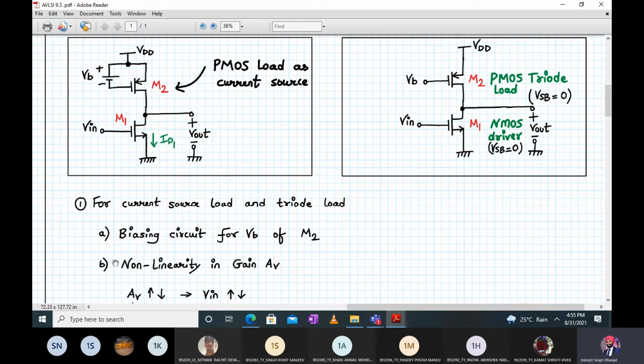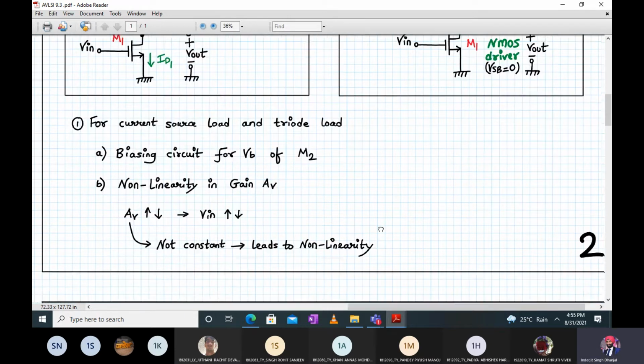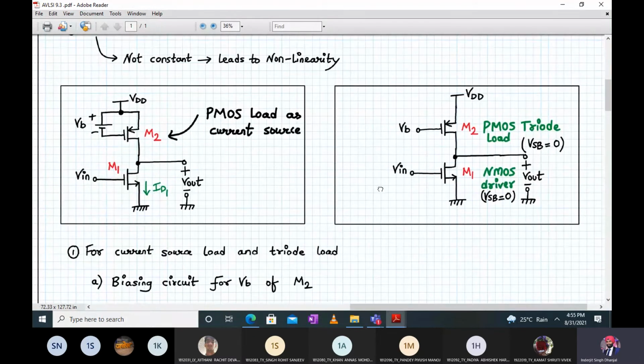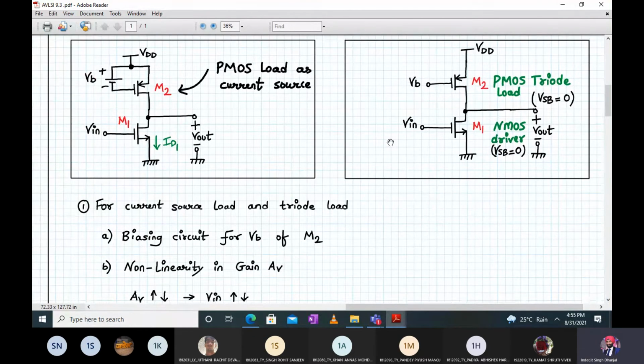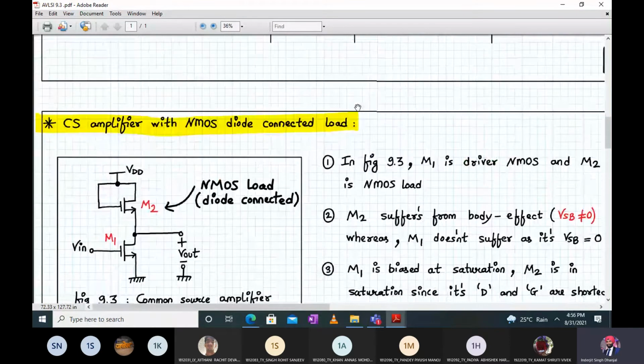Actually, we have a non-linearity in the gain. That means in both the current source load and the triode load, your gain increases or decreases with the signal amplitude. That means your gain is not a constant. It will lead to non-linearity. So these are the problems commonly faced by the current source load and the triode load. So let's see what's the solution for it.